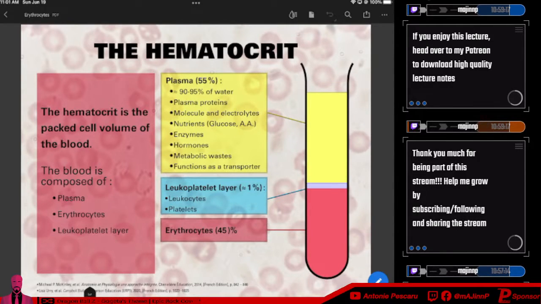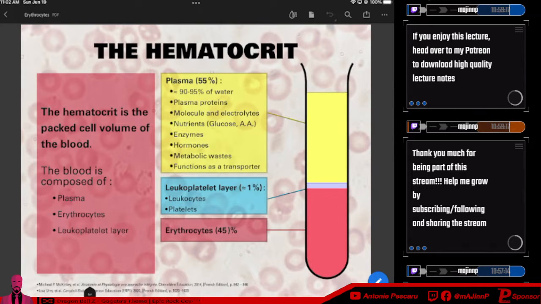We move on to the hematocrit. Hematocrit is basically the level of blood you have in the body. More specifically, the ratio of red blood cells to the plasma. If we start off with the plasma, which is the yellow part at the top, 55% of your blood in general is composed of the plasma. The plasma, which is 90 to 95% water.